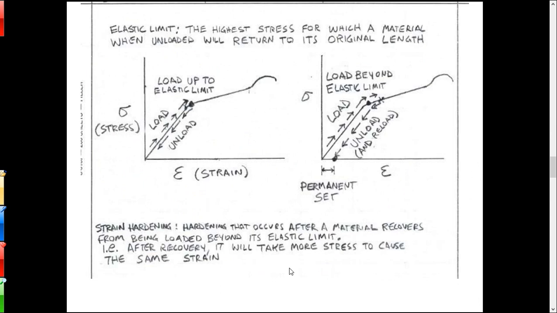Okay, we went over the idea of elastic limit. So if you go beyond the elastic limit, when you unload the material, it will not return to its original length. It'll have in there what's called permanent set. Strain hardening is when you load something beyond its elastic limit.